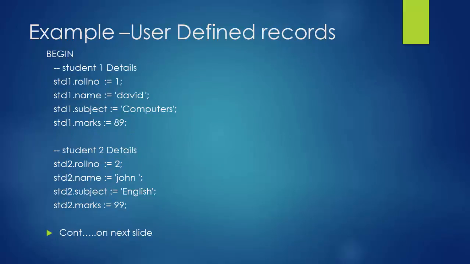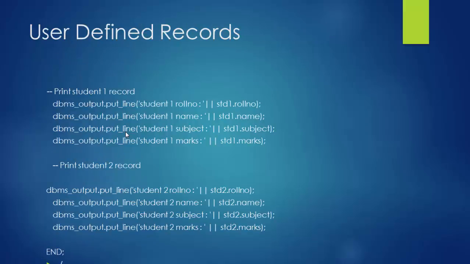Then in the next section, we are initializing, we are giving the values, we have to store the details of student 1. What details? Roll number, name, subject and marks. So all those details again would be stored by mentioning the name of the record variable, the name of the field, and then we are giving the values here. And then finally printing the record with the help of the print statement, which is DBMS_OUTPUT.